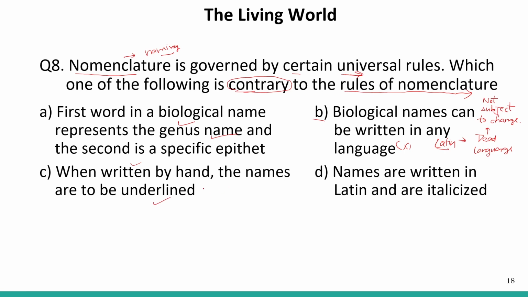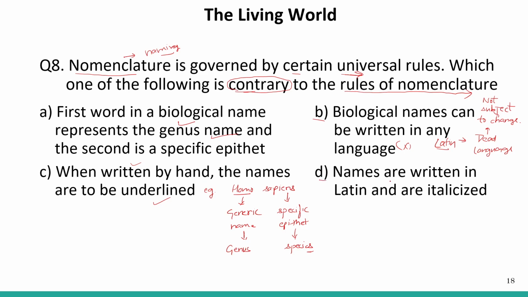This is true. For example, if we take the example of humans, Homo sapiens. Homo is the generic name, generic epithet, whereas sapiens is the specific epithet. Generic name denotes the genus, whereas specific epithet denotes the species. Okay, so this is correct.